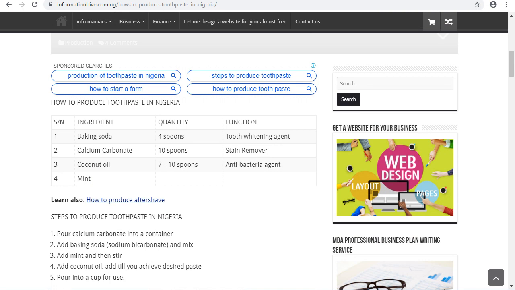If you want to make it in commercial quantity, you increase the quantity of what you are putting in, depending on how many you want to produce. You follow the same procedure for the mixture and stirring. You'll be surprised that what you get is better than what you are seeing in the market.